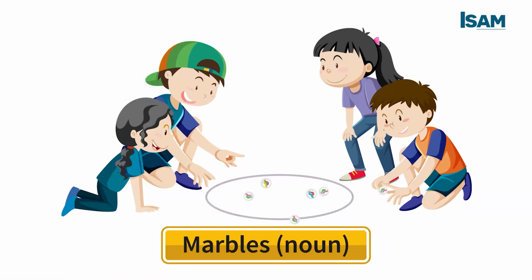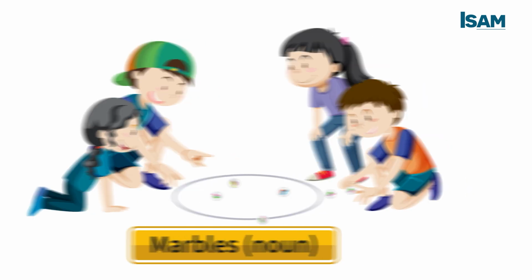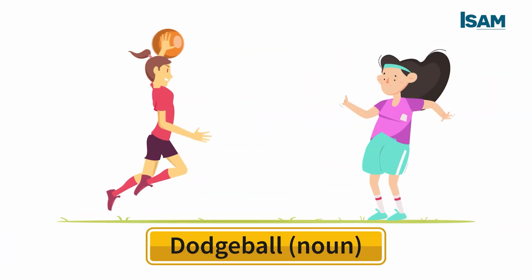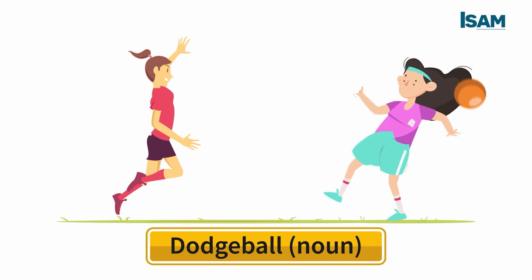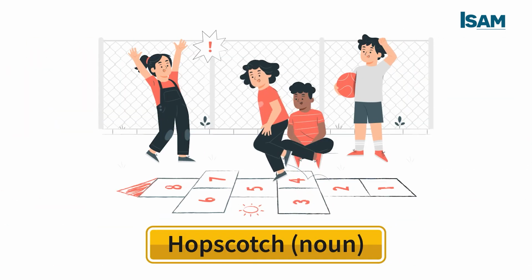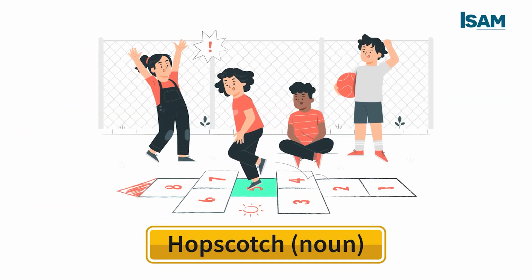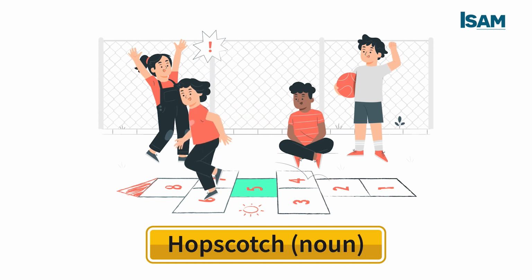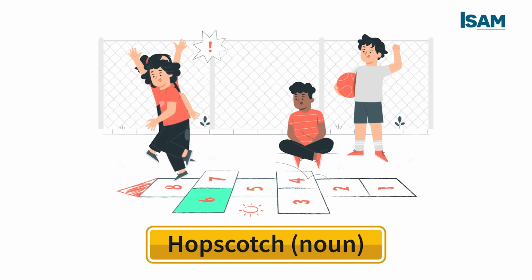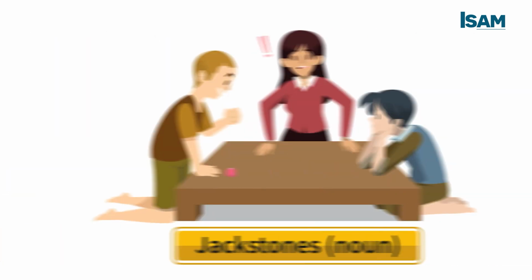Marbles. A game in which marbles are rolled at one another. Dodgeball. A game in which players are eliminated if they are hit by a ball. Hopscotch, a game in which one must hop over squares drawn on the ground.